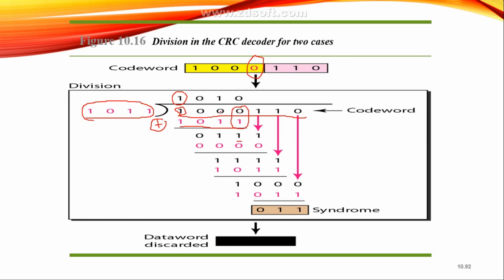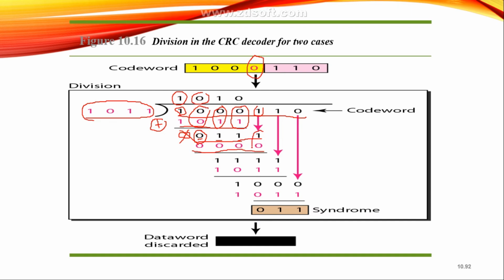It is 1. XORing of these two dissimilar bits, again it is a 1. XORing of these two similar bits, it is a 0. And this is also 0, which is discarded. Now we are going to pull down this 1 over here, so it becomes 0111. Since the leftmost bit is a 0, we multiply 1011 by 0, so it is all 0.